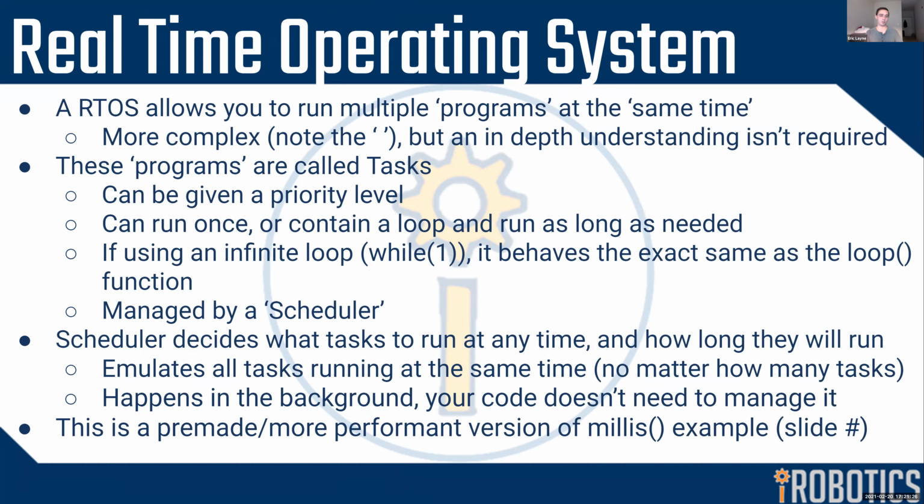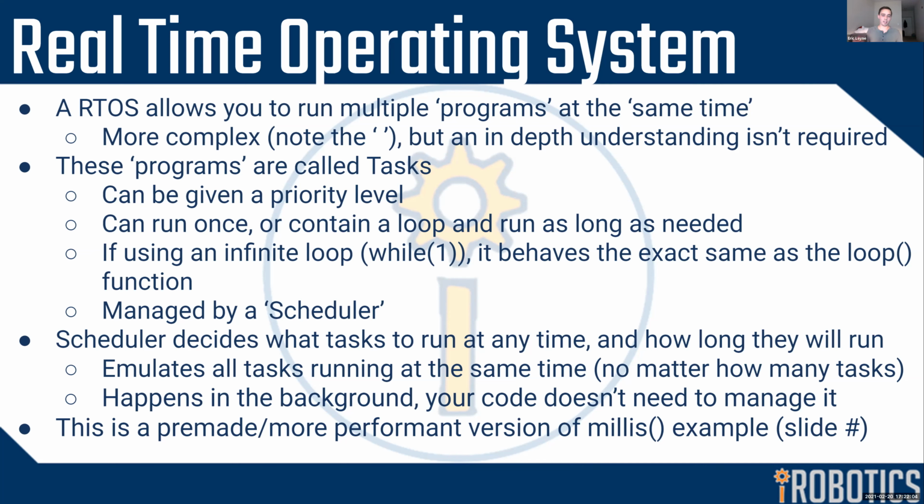So again, maybe making sure your motors are running with the right values at every given time is the most important. So you can give that a high priority. Maybe dealing with your battery voltage is a low priority, something like that. So these tasks can run once, or they can loop over and over and over, like I mentioned before, like creating your own loop functions. So you can use an infinite loop, like a while one loop. It'll behave exactly the same as your regular loop function that Arduino has for you.